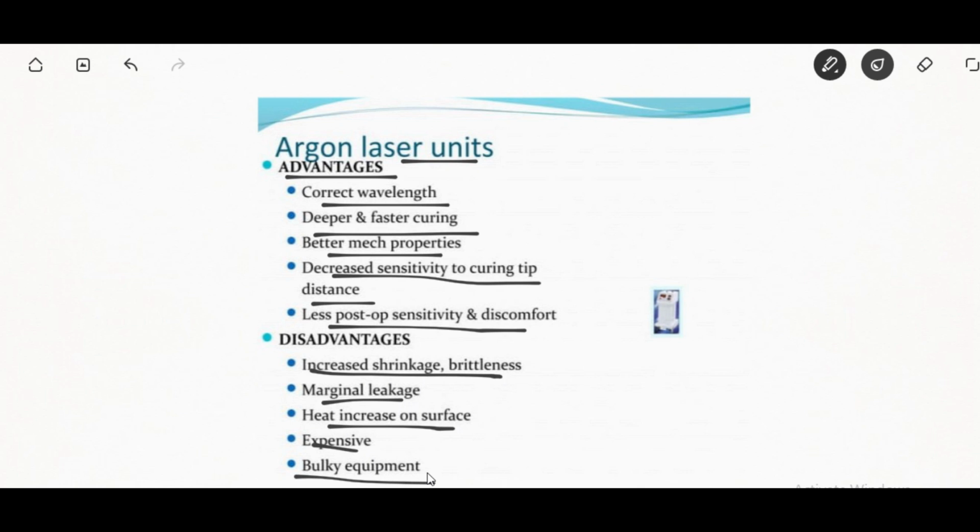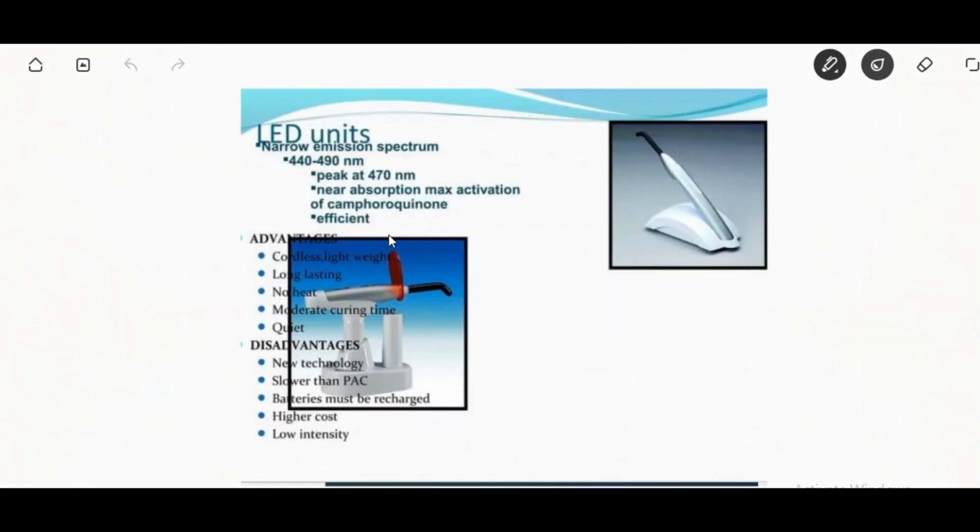Last is the light emitting diode unit that has a long life and emits powerful blue light. This light falls in the narrower wavelength of 400 to 500 nanometer, which corresponds to the range of camphoroquinone photoinitiator that is found in most composite resin. The advantages are it has low power consumption, can be used with batteries, does not require a filter, and has a long life. The disadvantage is that it is only suitable for camphoroquinone based composite because it has a limited wavelength spectrum.